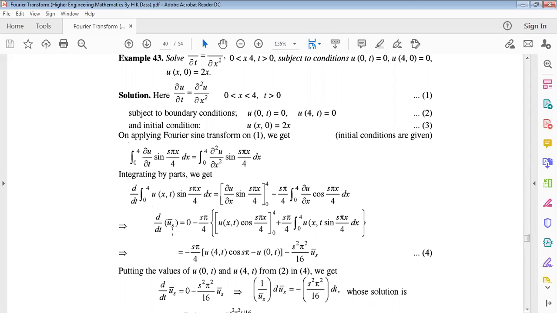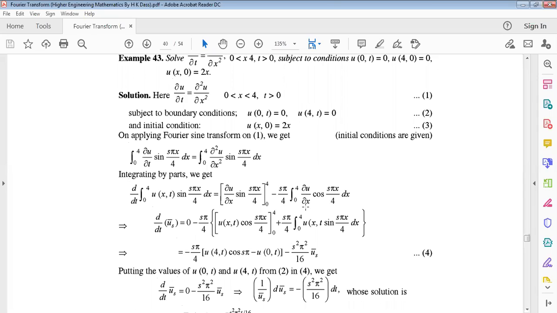That means the Fourier transform of u equals, after putting the limit 4 in place of x, 4 divided by 4, sine pi. Sine n pi equals 0. This way the whole term will give 0 after putting the upper limit. If we put 0, also 0. This way the total value of this term will be 0 minus s pi divided by 4 times the bracket, this whole integration.